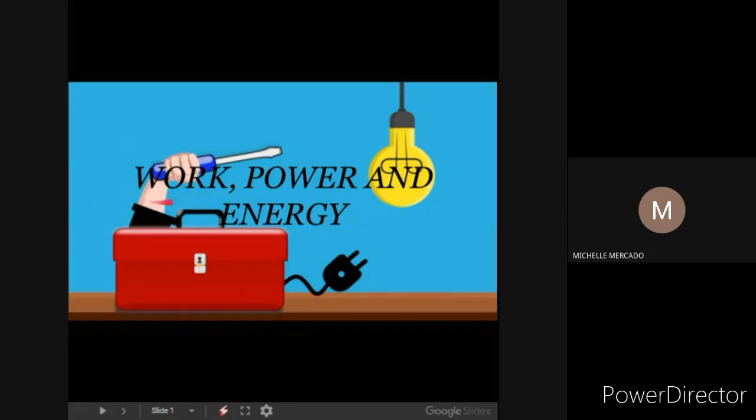Then work is divided into three categories, or three types. The first one is positive work, when force and displacement are in the same direction. The second one is negative work, when an object moves in the opposite direction of the direction of the application of a force. Then the last one is zero work.